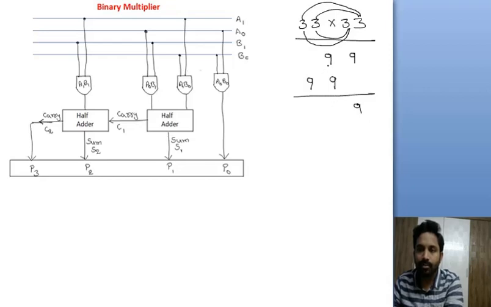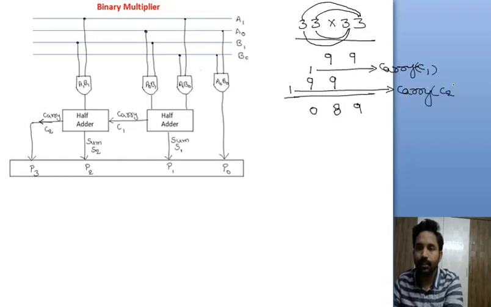Now, 9 plus 9, so here the sum is 8, but the carry is 1, right? Let us assume this is the carry C1. So 9 plus 1, this is the sum, and here the carry which is generated, let me mention here, is C2, right? So this is the final answer, 1081. This is P0, this is P1, this is P2, and this is P3, and these two are the sum products, right?